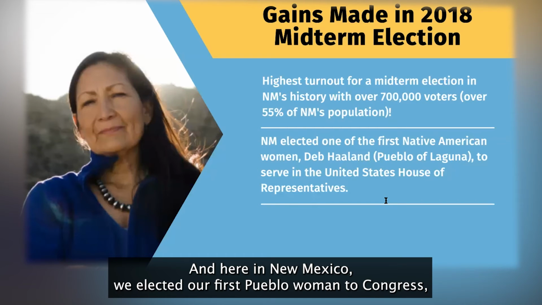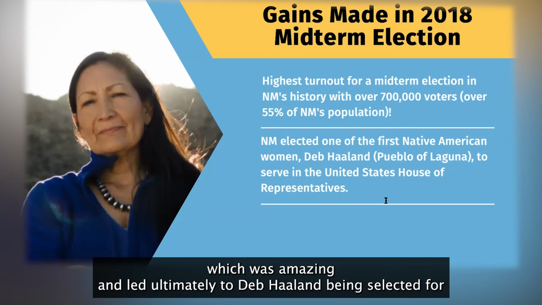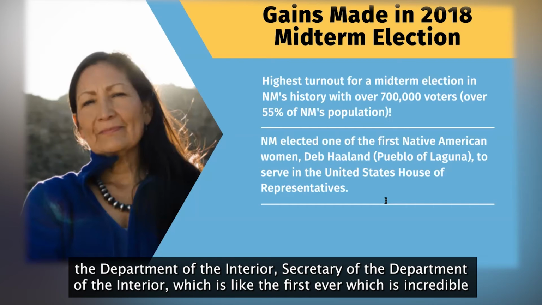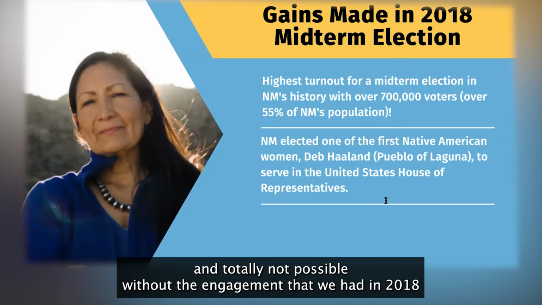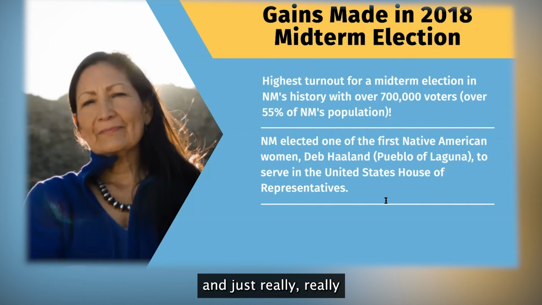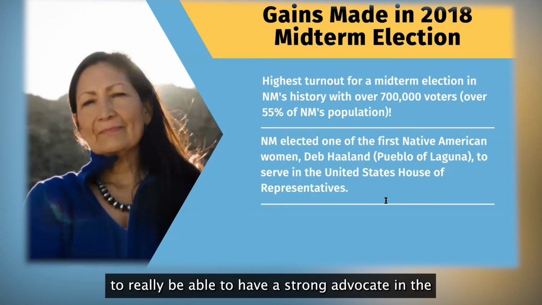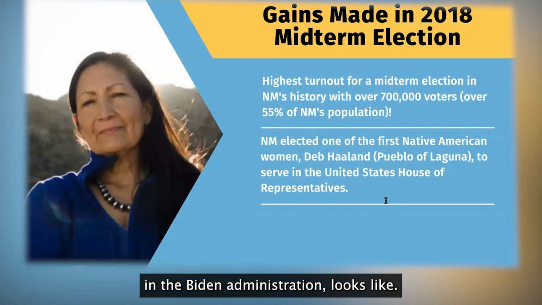And here in New Mexico, we elected our first Pueblo woman to Congress, which was amazing, and led ultimately to Deb Haaland being selected as Secretary of the Department of the Interior, which is the first ever, which is incredible, and totally not possible without the engagement that we had in 2018. It was really crucial for us here in New Mexico to be able to have a strong advocate in the Biden administration. Next slide.